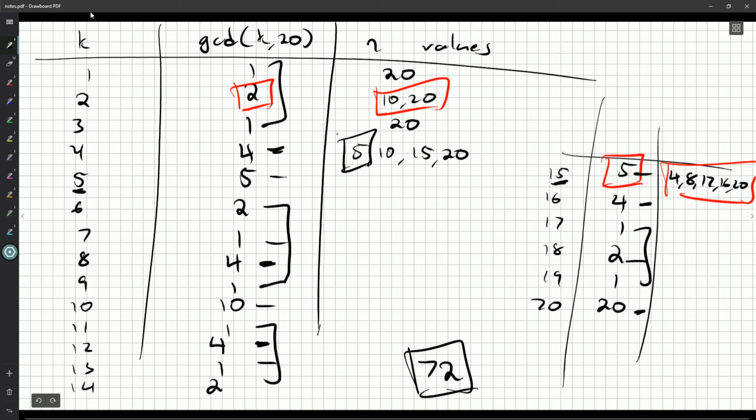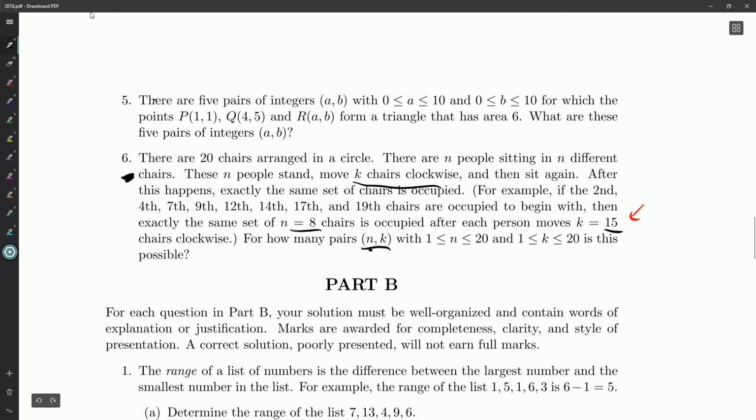We got 72. You could list all these n's out. They didn't ask us for that. They just asked how many pairs n and k work. And that's what we managed to give them. Okay? A nice little question.